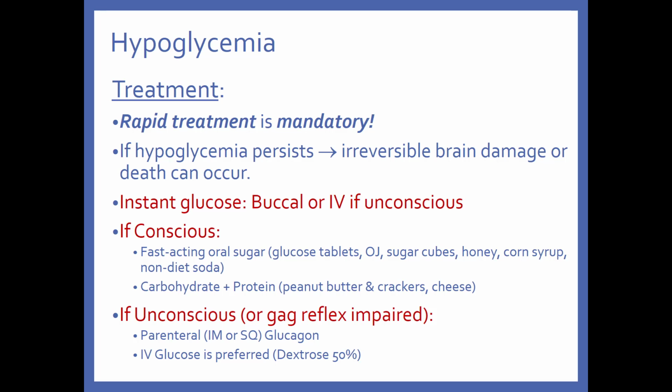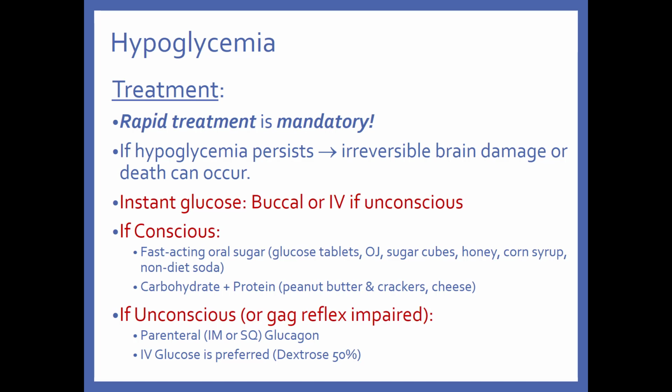Treatment for hypoglycemia: rapid treatment is mandatory. It is a must. We have to get their blood sugar levels back up so that we don't have any permanent brain damage or permanent effects. We need to act quickly and get some source of glucose on board for that patient. It depends on the situation. Are they conscious? Are they alert? Or are they in a state of unconsciousness? That's going to decide what route of administration you're going to use.